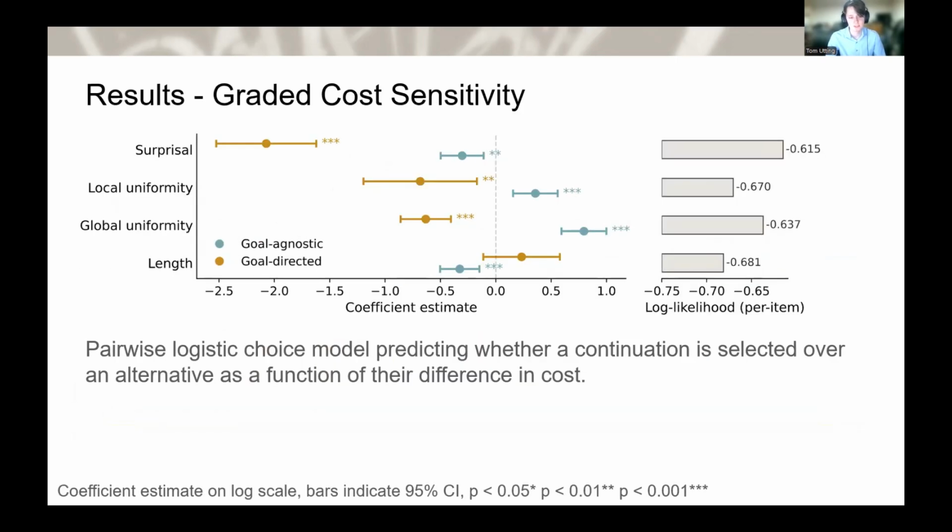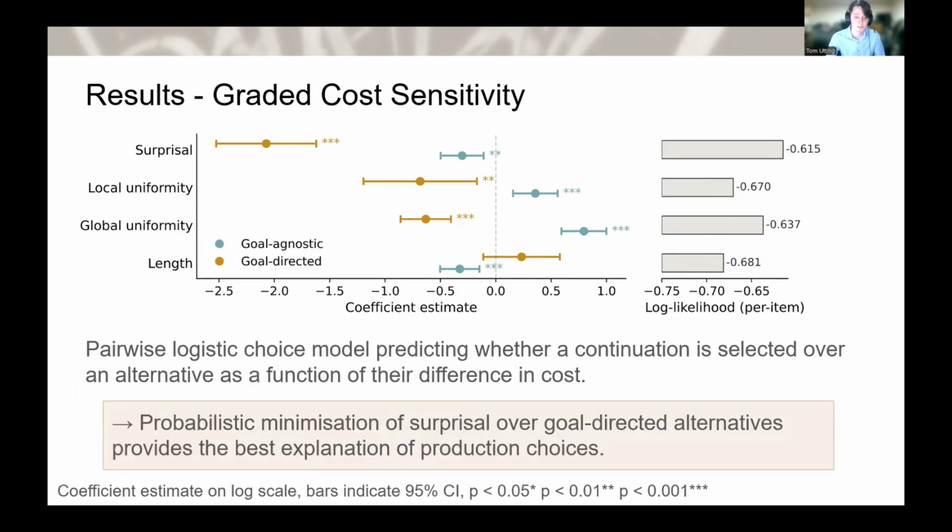Finally, we relax the assumption that speakers deterministically choose the lowest cost continuation, and instead model cost minimization as probabilistic. To test this, we use a pairwise logistic model. We recast each observation as a binary comparison between the human continuation and a contextual alternative. The model asks whether the difference in cost predicts which continuation was actually chosen. To test whether cost sensitivity differs between the goal-directed and the goal-agnostic condition, we include an interaction between cost differences and the alternate set type.